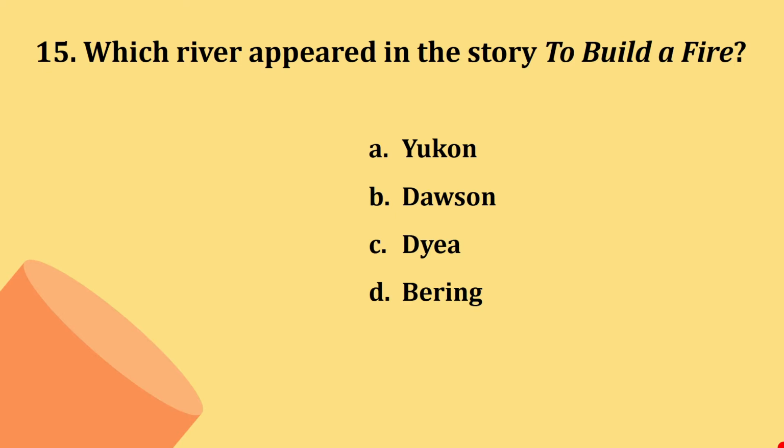Number 15, which river appeared in the story To Build a Fire? A, Yukon, B, Dawson, C, Dye, and D, Bering. And the correct answer is A, Yukon.